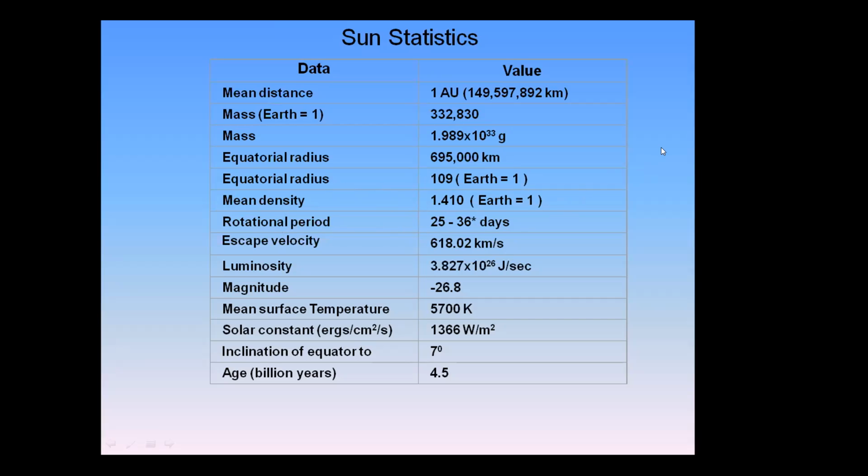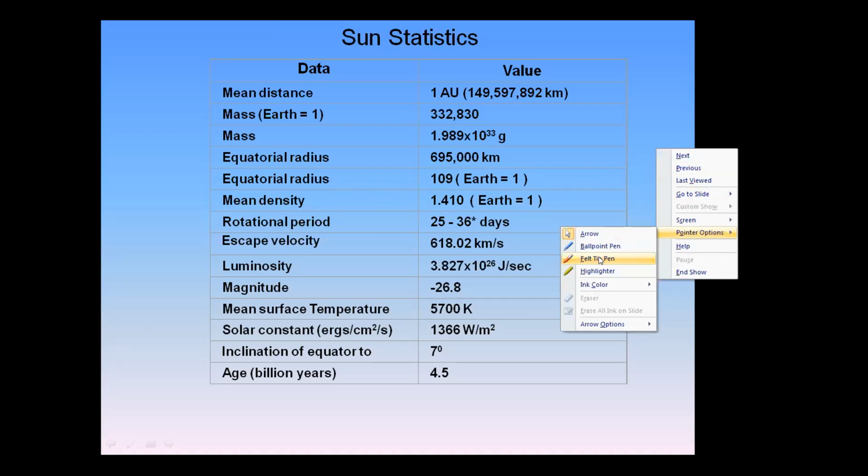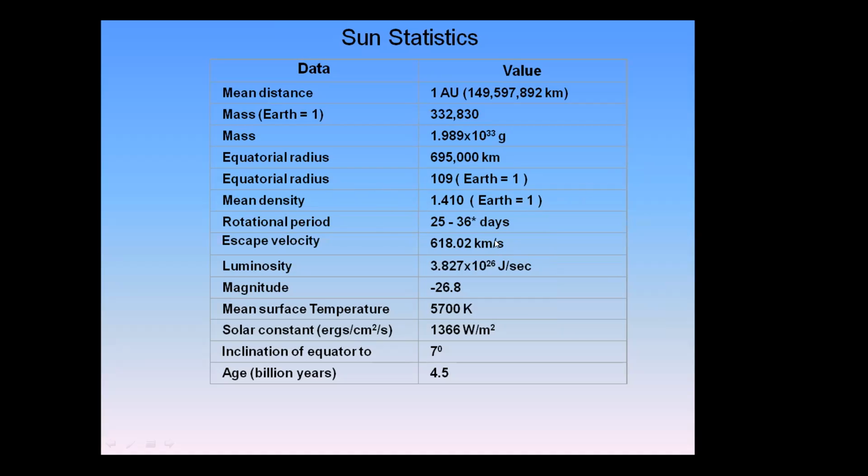Rotation period, the rotation period is an important thing here. Now it is not a constant value. It is 25 to 36 days. Now we have a very constant value, that is 24 hours, right? One day for Earth, but the rotation period for the Sun is 25 to 36 days.